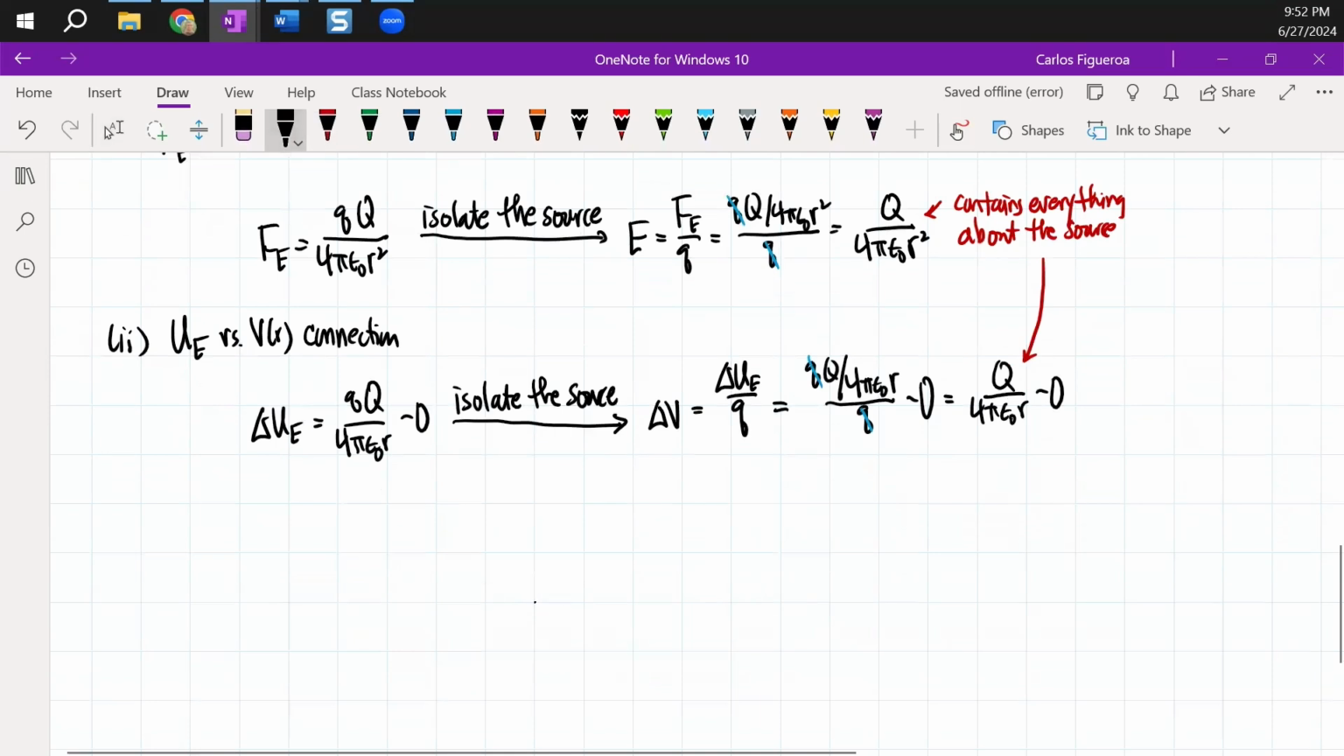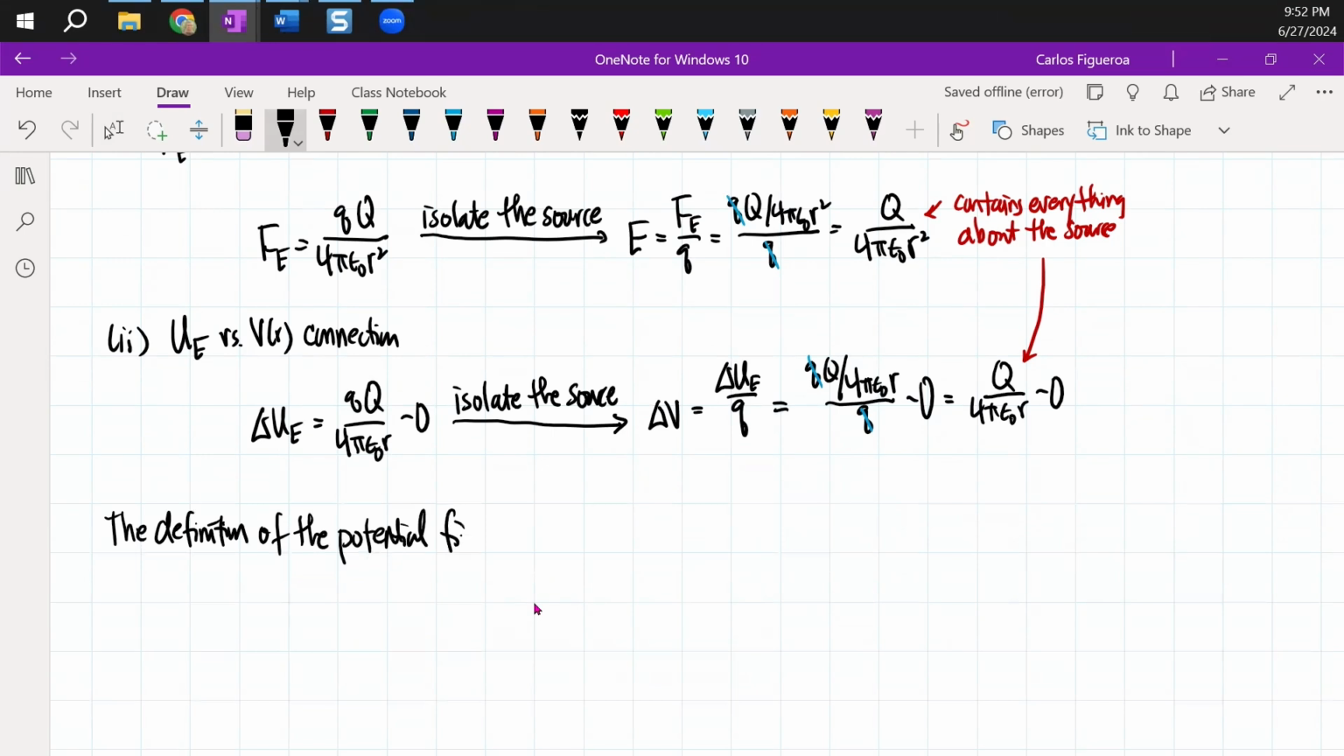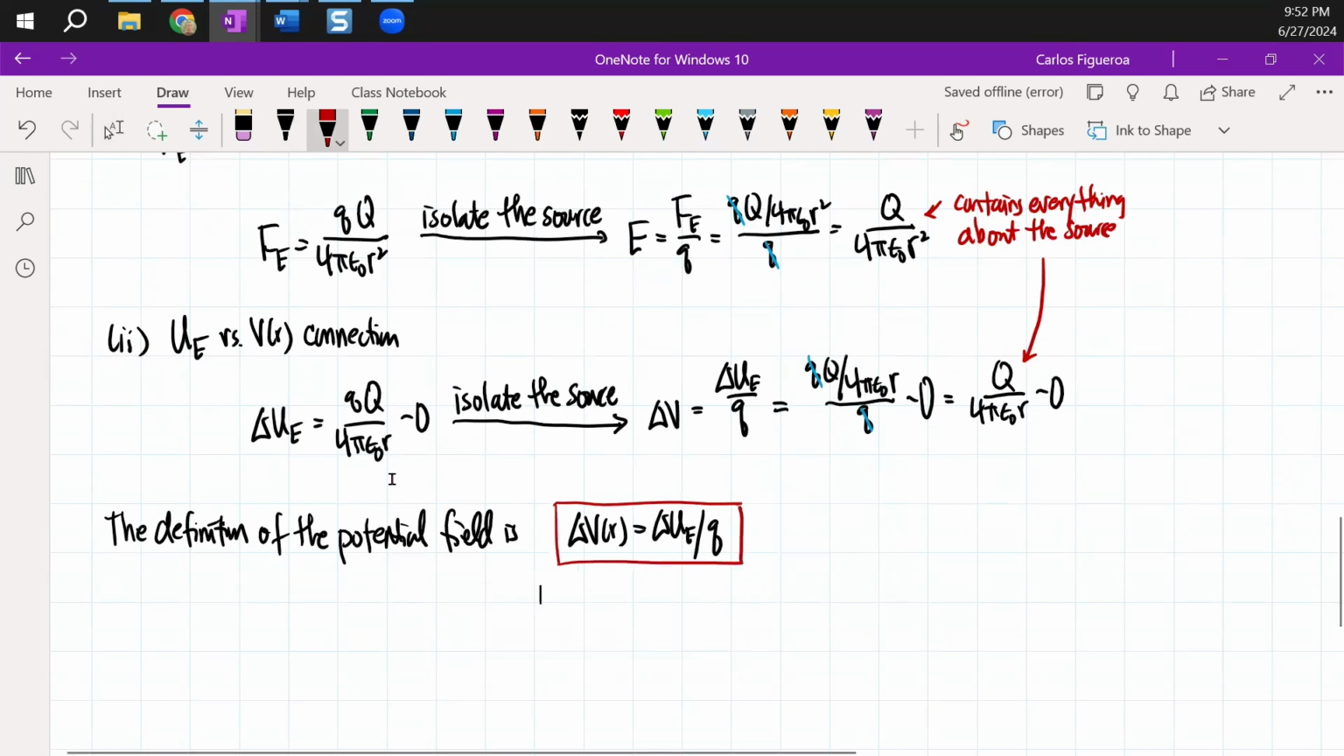So by writing it this way, the definition of the potential field is that this guy is the change in the electrical potential energy divided by little q. Now, in general, this is not a useful relationship. This is really just to show the connection. So let's do a couple of remarks.